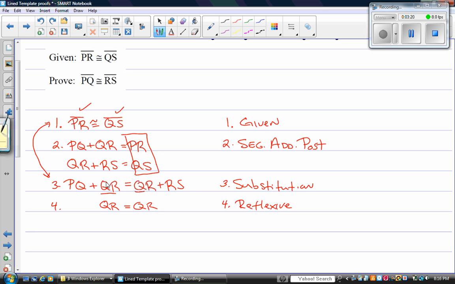And the reason I do that is so I can remove it from the left-hand side and remove it from the right-hand side. And that's going to leave me with PQ equal to RS. Actually removing this from the left-hand side and this from the right-hand side, that's subtraction.